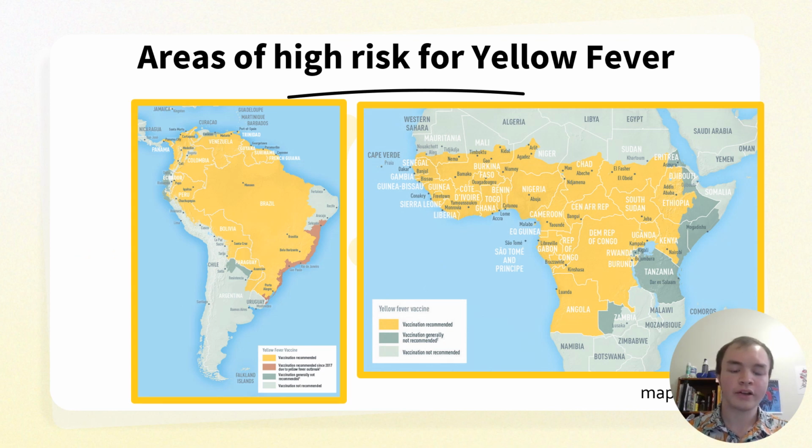So these are the areas within South America and in Africa that would normally be high risk for yellow fever, and this map is provided by the CDC in order to provide information to travelers about which regions are recommended to get a vaccine for yellow fever.